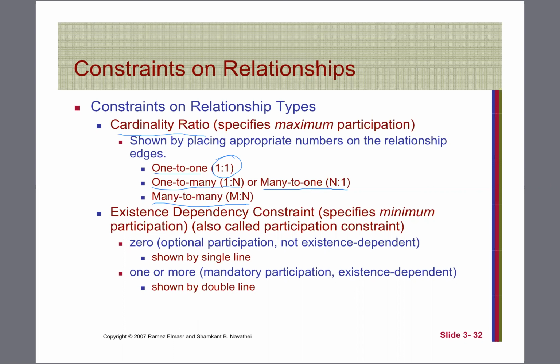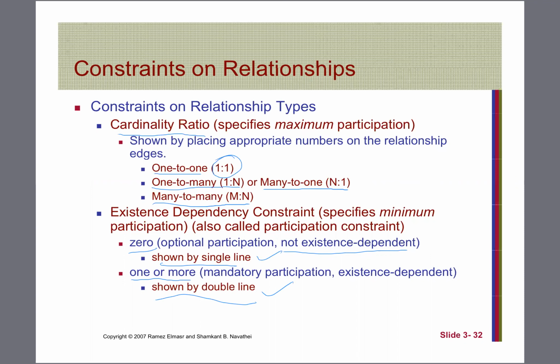Now I had told you prior to this that there is participation, whether it is zero participation, minimum zero participation, or it is also known as not existence dependent, or it is maximum participation, one or more. Then in that case, it is double line. So we saw within the relationship, when we were connecting between the two entities and we had a relationship shown by the diagonal box, then we had single line participation, not double line participation. This I have told you earlier.